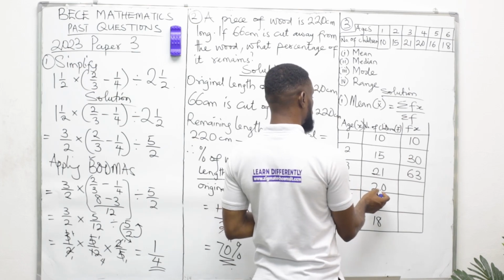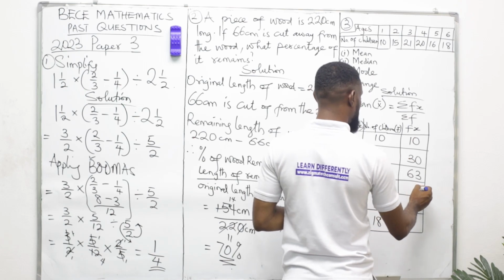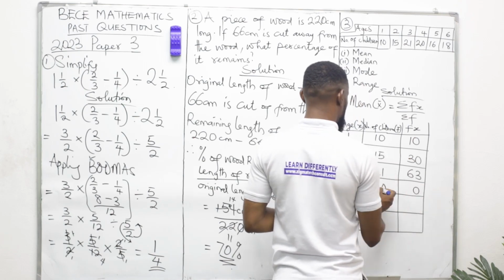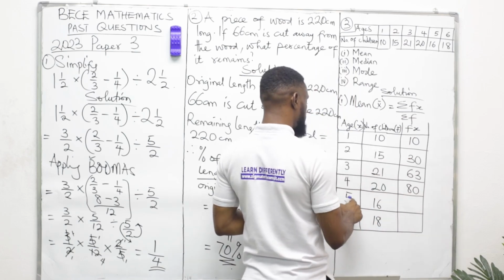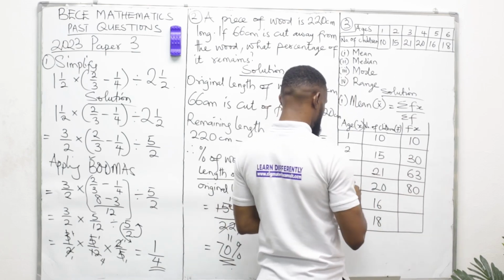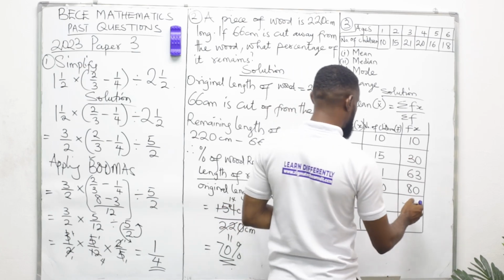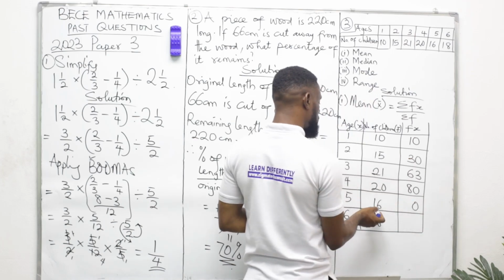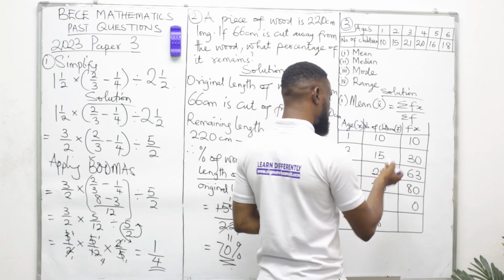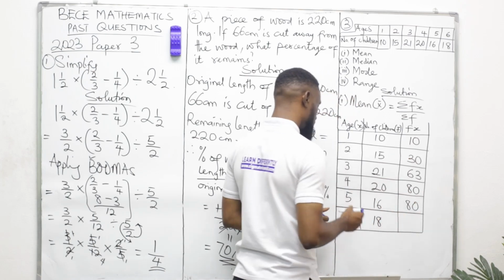4 times 20, that should be 80. So 4 times 0 is 0, and 4 times 2 is 8, right? Then we'll go to 5 times 16. 5 times 6 is 30, rather than 0. Carry 3. 5 times 1 is 5, plus 3 is 8. Is that okay? All right.